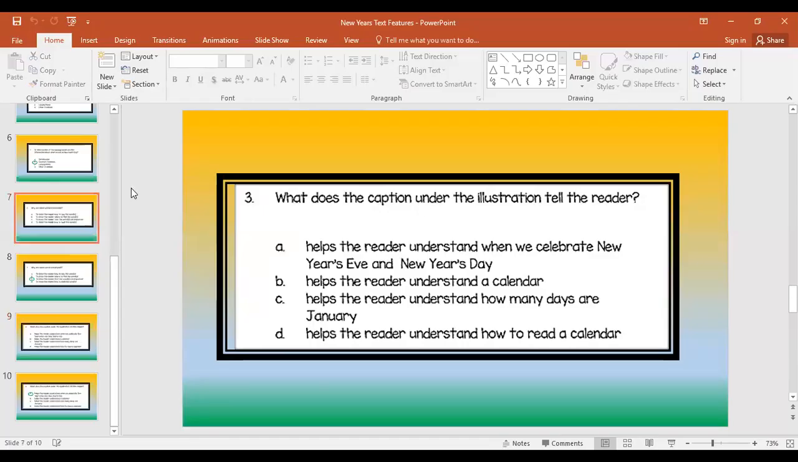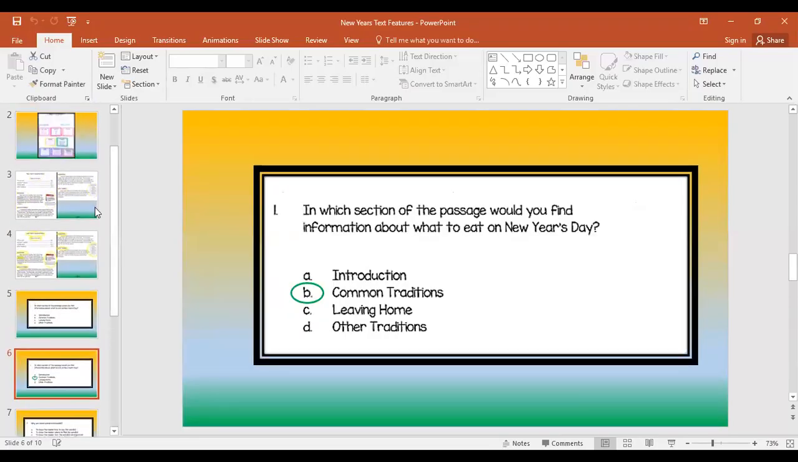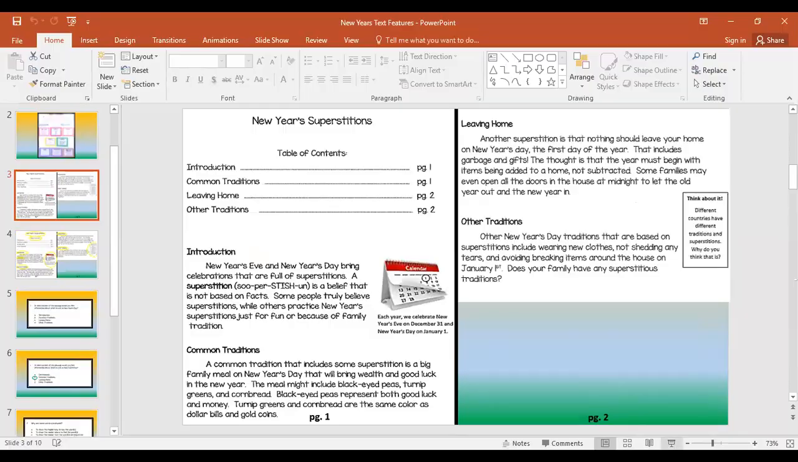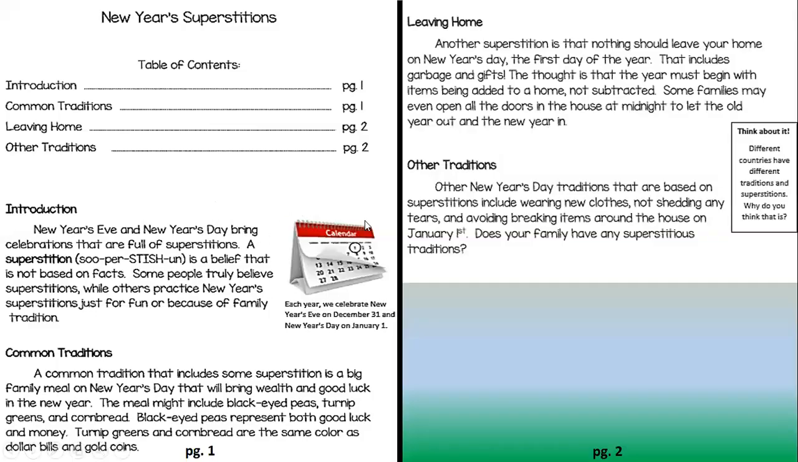So I'm going to go back to our story and focus in on the calendar. It says each year we celebrate New Year's Eve on December 31st and New Year's Day on January 1st. So that is the caption underneath the calendar. Again, each year we celebrate New Year's Eve on December 31st and New Year's Day on January 1st. That's the caption underneath our image here, our picture of the calendar.